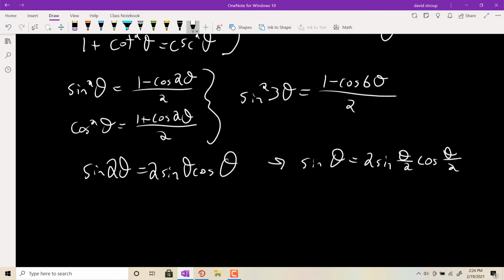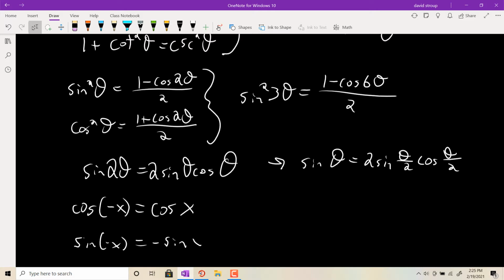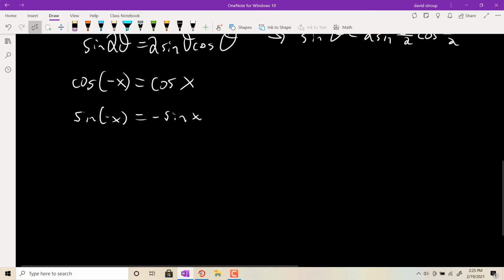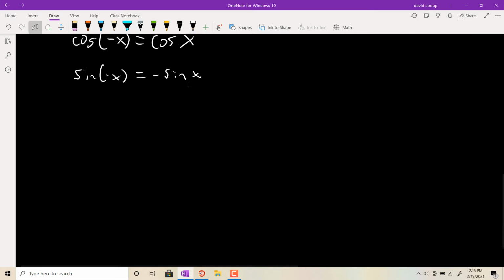What else? The even and odd identities will come up every once in a while. So the cosine of negative x is just going to be cosine of x because cosine is even. Sine of negative x will be the negative sine of x, of course, because sine is odd. From there, I expect you to know all the derivatives.